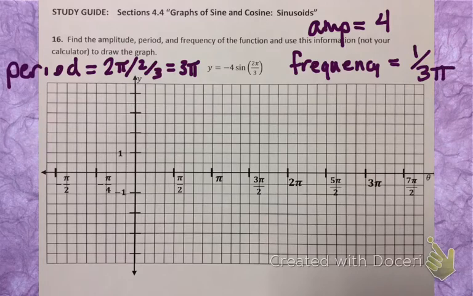So we've met the requirement of the problem by listing those 3 items, and as I said in the packet, I included some recommendations for drawing the parent graph first. So let's do that, and then we'll switch back to our purple color to graph the function itself.